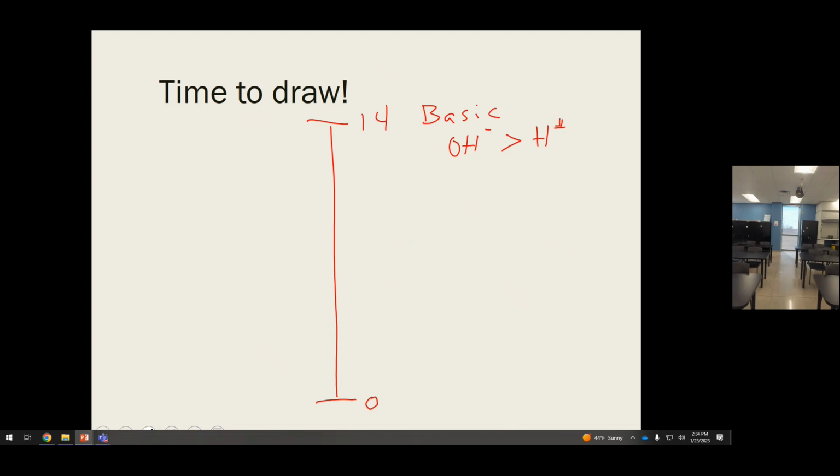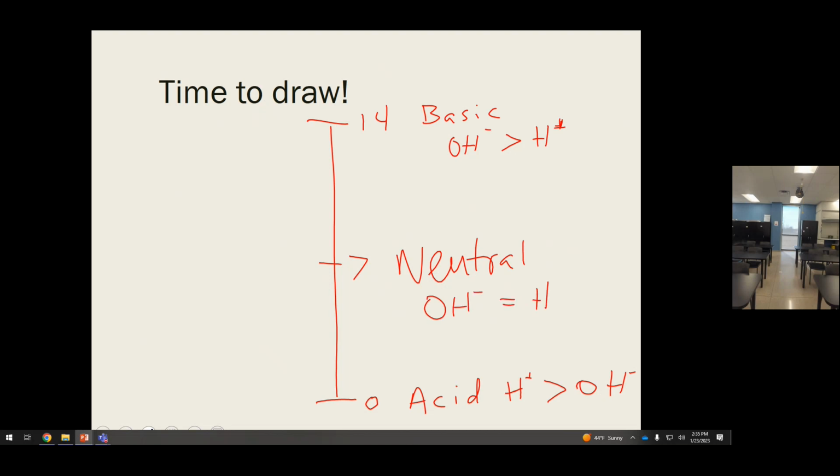That's supposed to be a little plus. Well, whatever. Down here at the bottom, this is acidic stuff. Acids have a greater concentration of free hydrogen ions than hydroxide ions. And right here at 7, that's neutral. That's where the number of hydrogen ions is equal to the number of hydroxide ions.